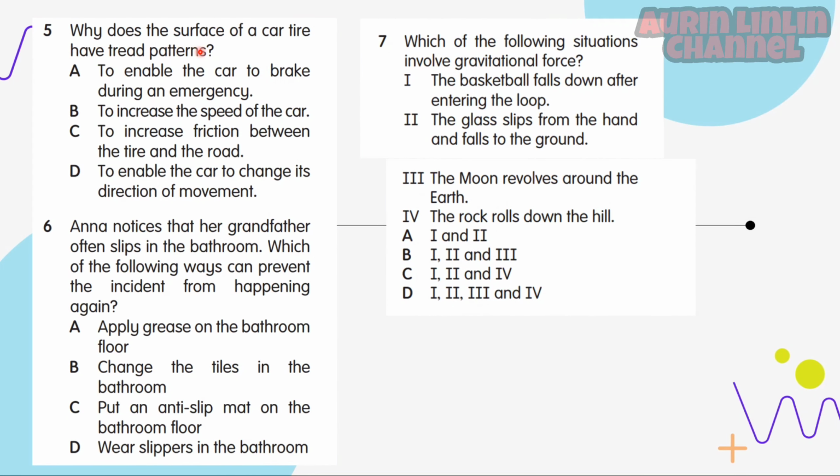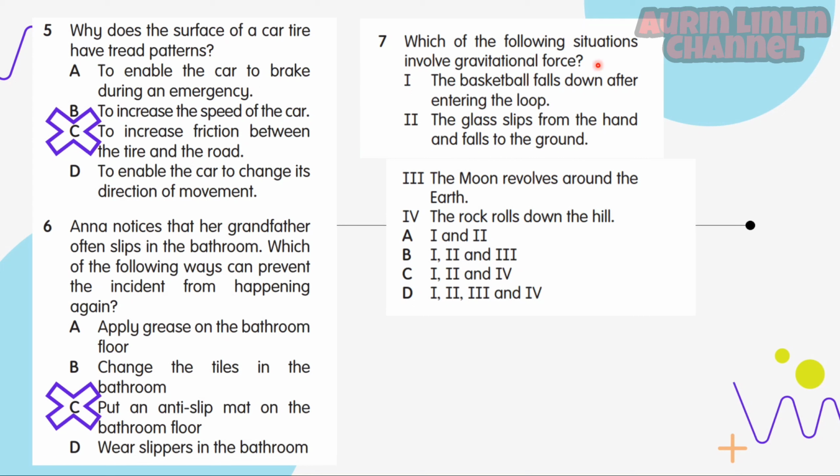5. Why does the surface of a car tire have tread patterns? And the answer is C. To increase friction between the tire and the road. 6. Anna notices that her grandfather often slips in the bathroom. Which of the following ways can prevent the incident from happening again? And the answer is C. Put an anti-slip mat on the bathroom floor.